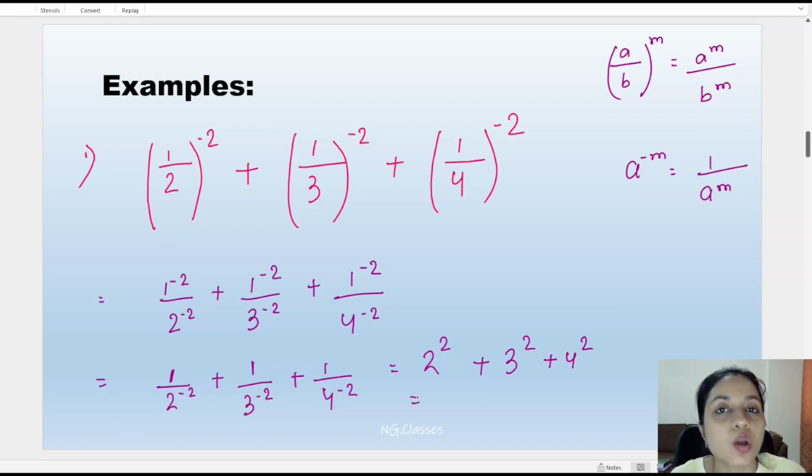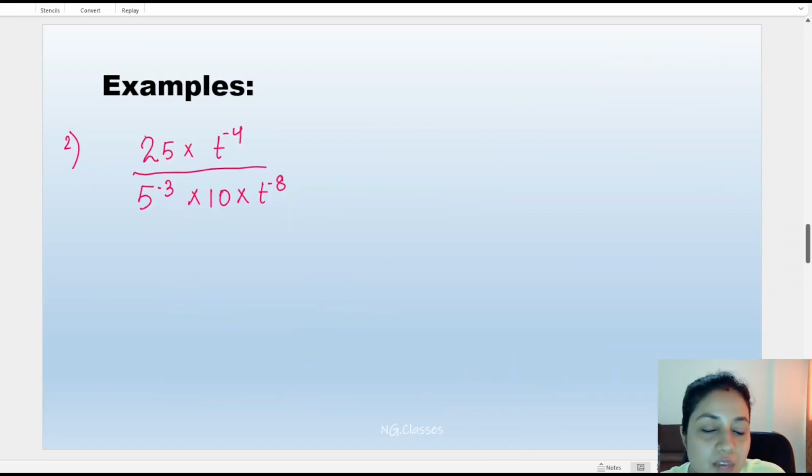Now let's add all of them together because there is no property which has addition in between. So 2 to the power 2 will be 4, plus 9, plus 16, and that will give us 29, and hence it's our final answer. Now let's do the next question. Here also we have to do the simplification. Whenever we have such simplification, always try to break the numbers into exponential form.